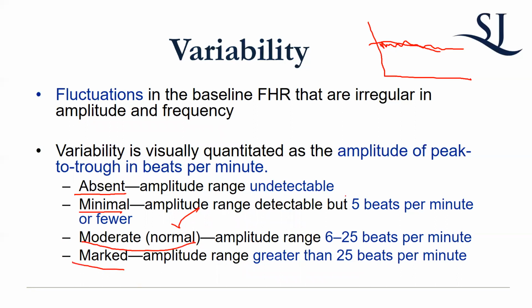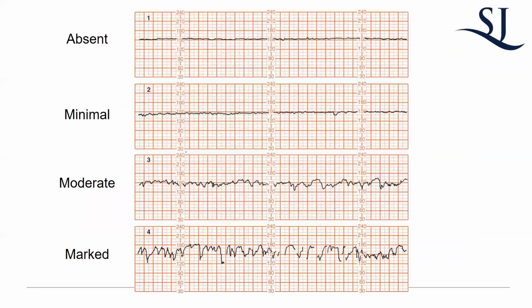So we'll start with normal. The definition is that it's 6 to 25 beats per minute, but moderate variability looks like this. And that's actually the way that you learn it, okay? Because it's all a visual estimate, like I said. So this is all just going to be your moderate variability. This is what 6 to 25 looks like, okay?